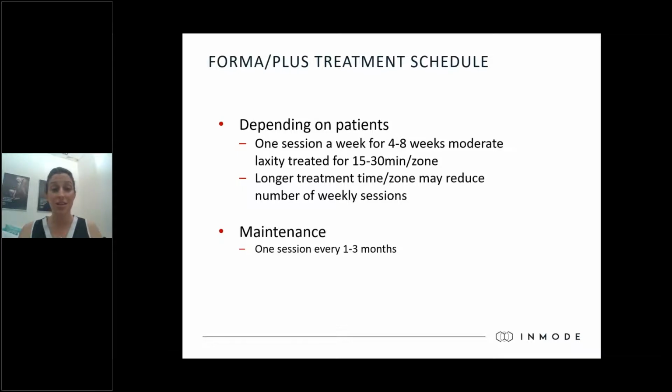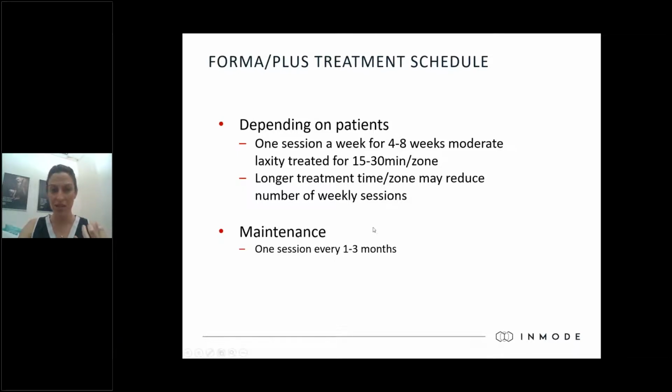This would be the gold standard for this treatment: one session per week. Of course, the older the patient, the more difficult the indication, then we might need longer treatment or more sessions. Possibly, and that's what we call mega sessions.